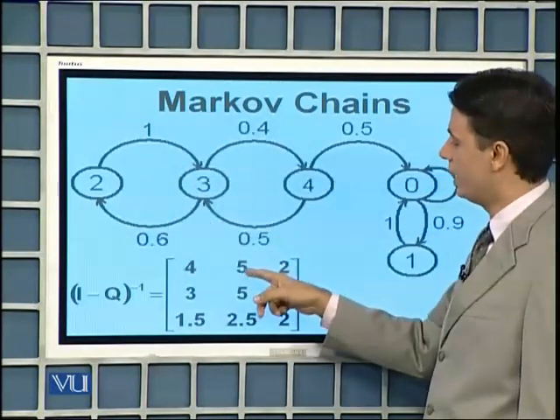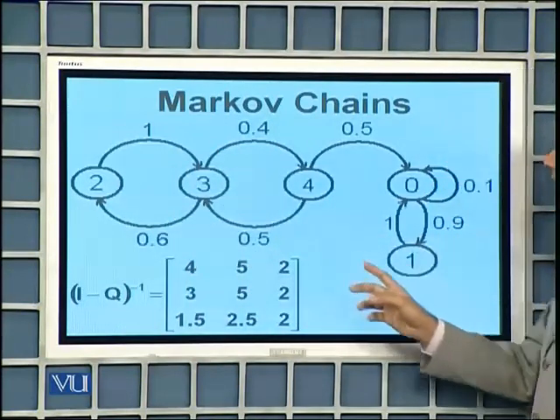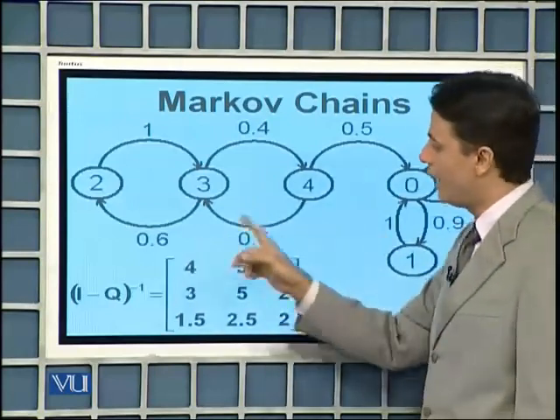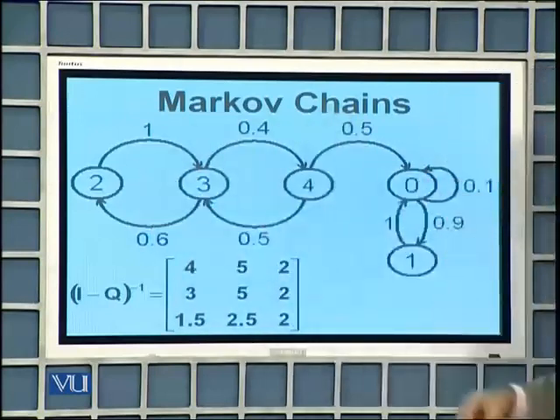4 plus 5, 9, 9 plus 2, 11. On average, we'll require 11 steps before we get absorbed in this recurrent subclass. Please remember, this number 11 is the average value of the number of steps that you jump in the transient subclass before getting absorbed in the recurrent class.